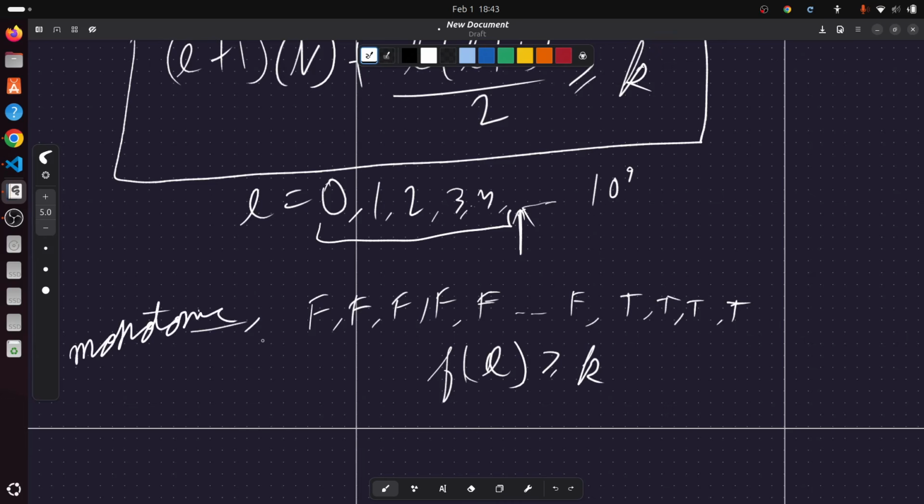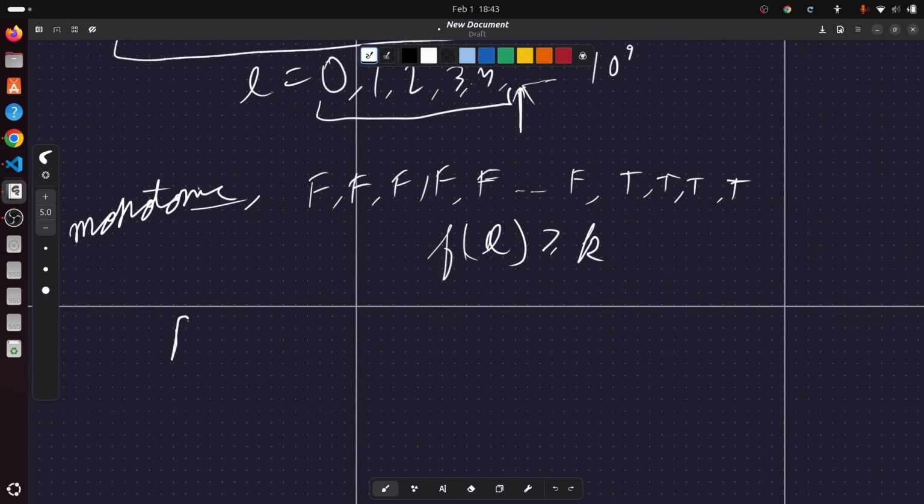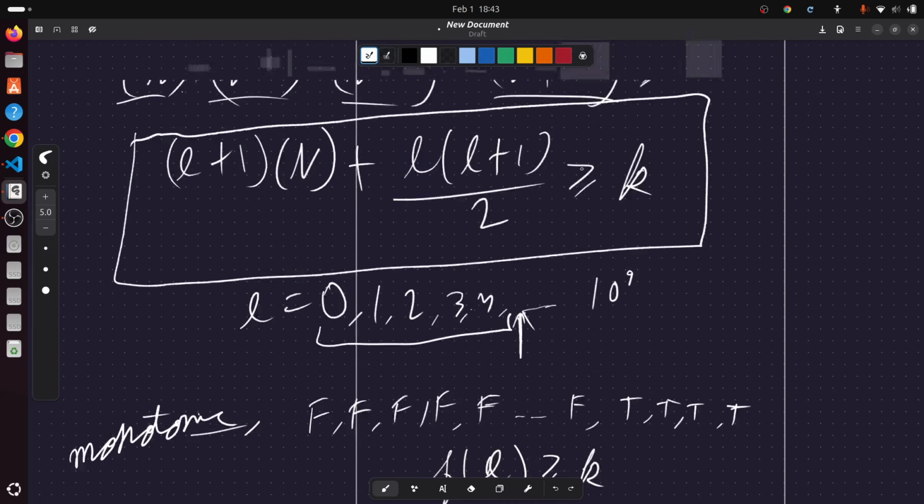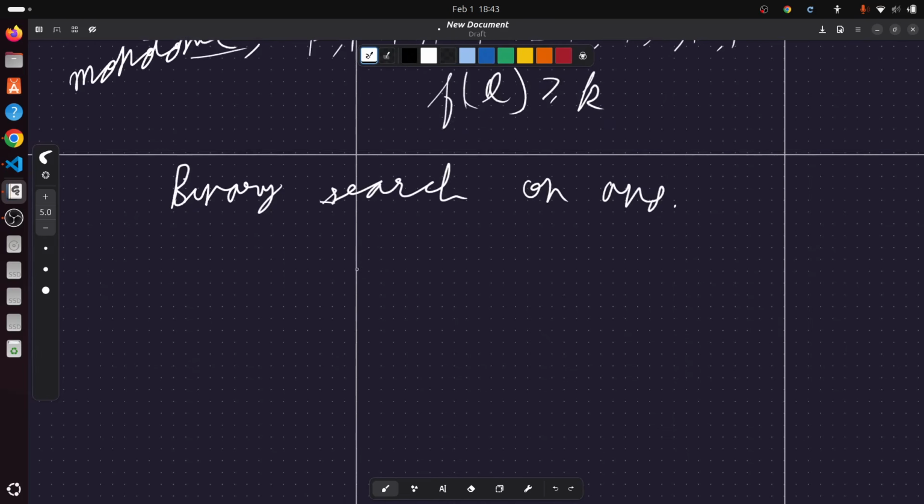So you can simply do a binary search on the answer. You have to find the first l such that f of l becomes greater than or equal to k. So that is a standard problem of binary search on the answer. And you can do that. It would take only log of 10 to the power 9 time.